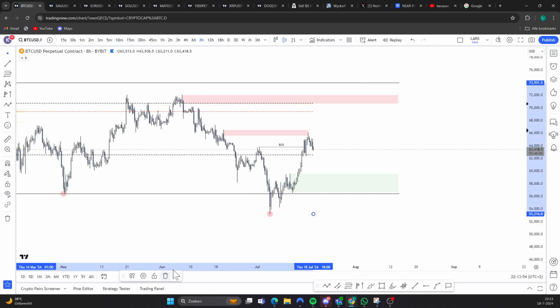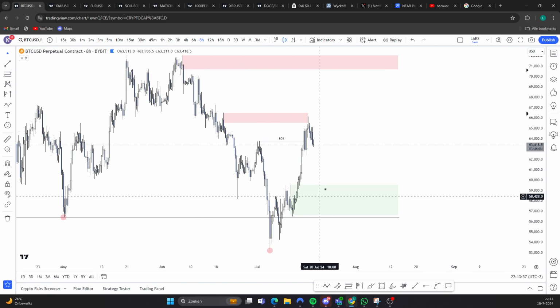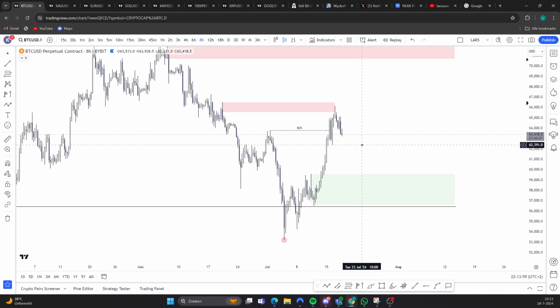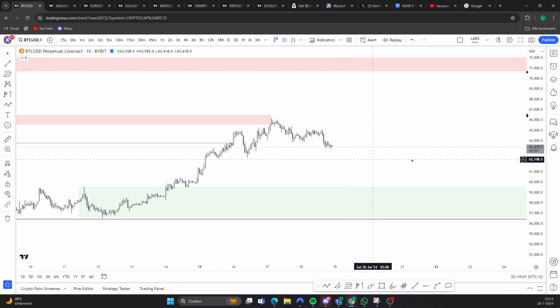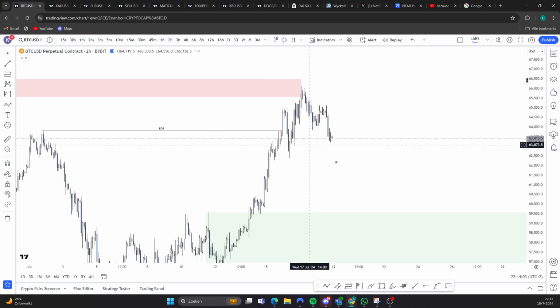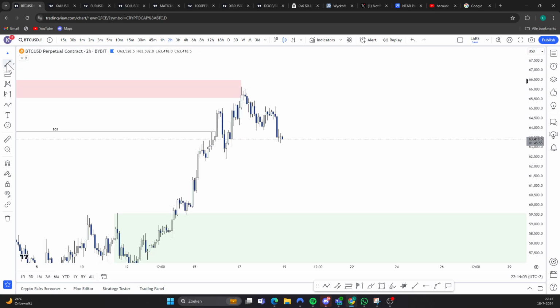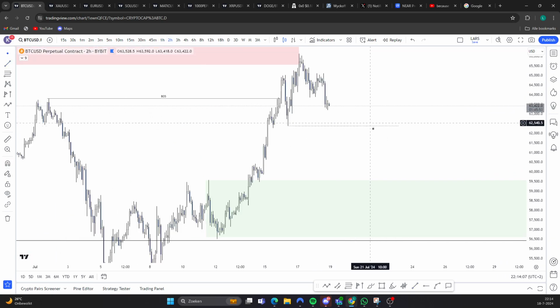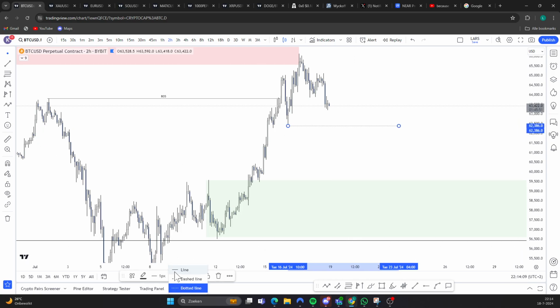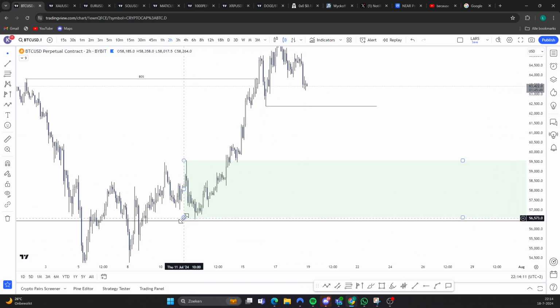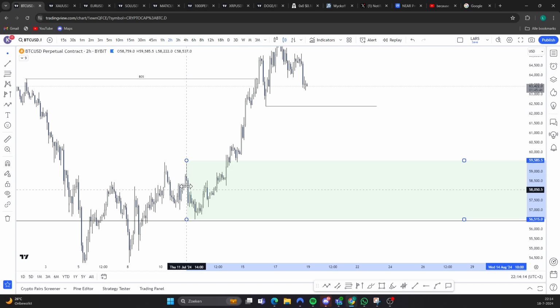But we're getting the rejection from the supply zone, which is normal. We had a very aggressive expansion towards the upside, and now our first important market structure low is the 2-hour. So we know that our 6 to 8 hour time frame low is all the way down here, and we have this demand backing us up right here.